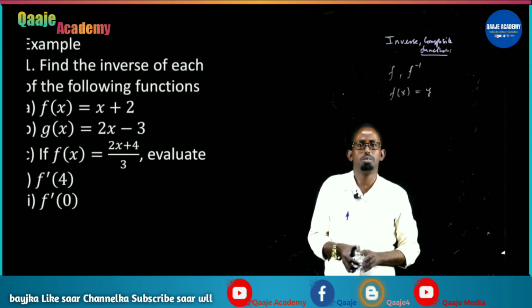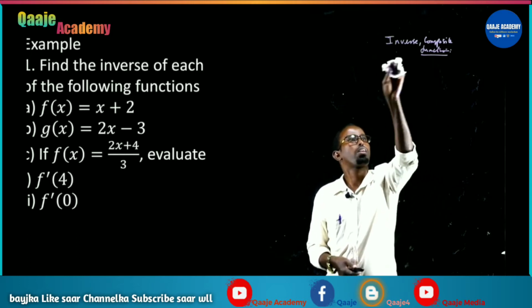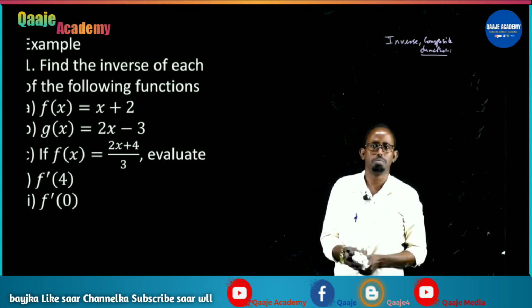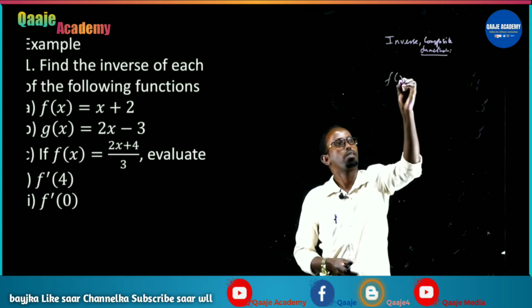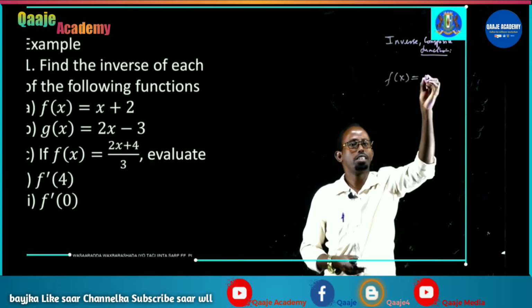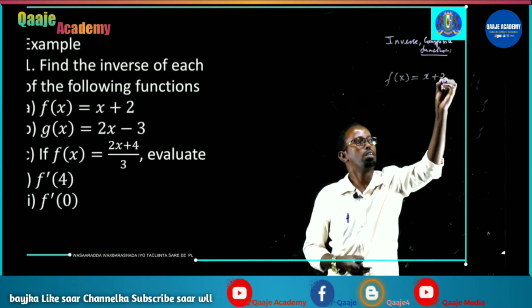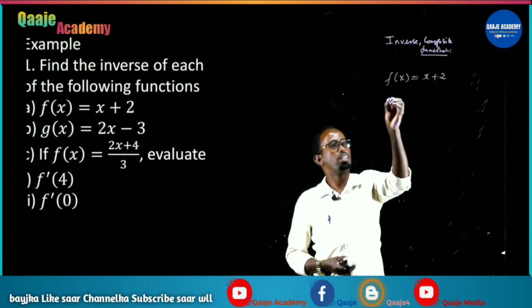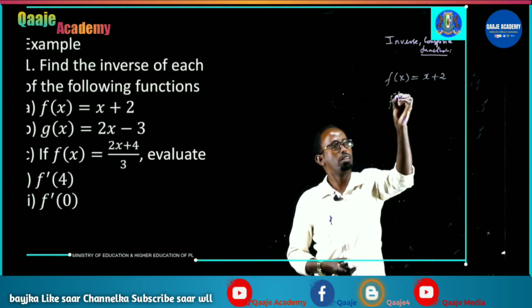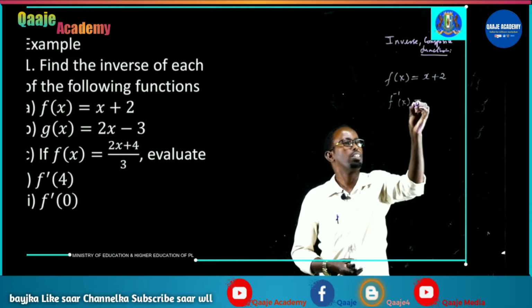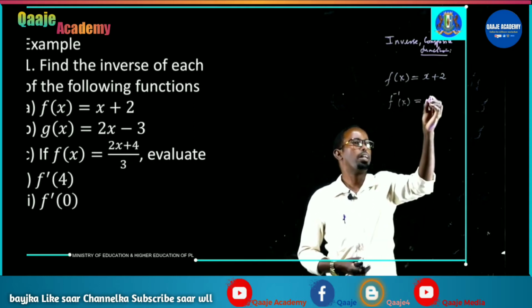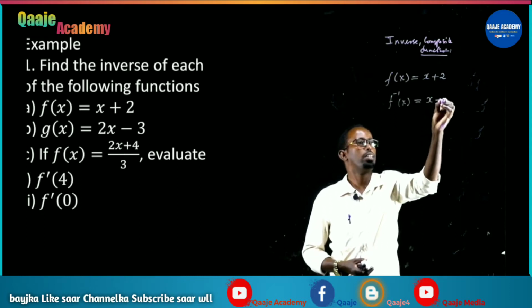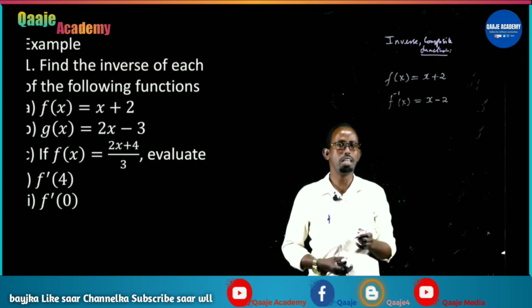Now example number 1, we are told to find the inverse. And we said inverse means the reverse of the function. Now f of x equals x plus 2. There are two ways of solving this question. One, for us to find the inverse, I just write the inverse of f of x is that. So the inverse of a positive sign becomes a negative. So x minus 2, that will be our final answer.